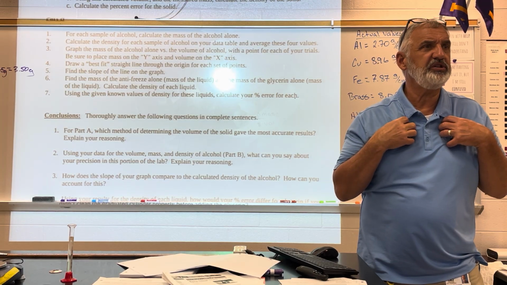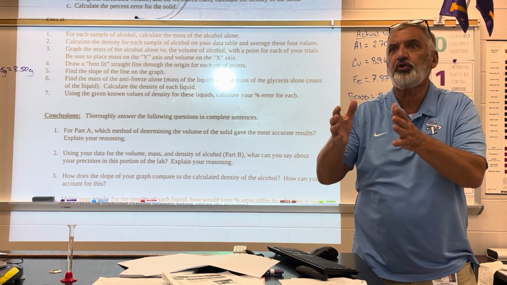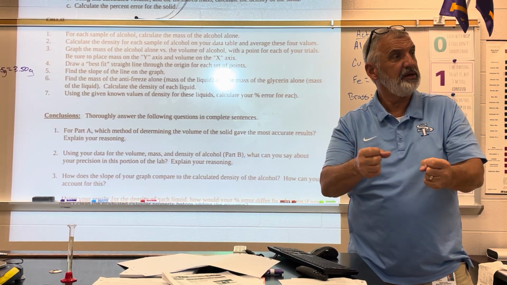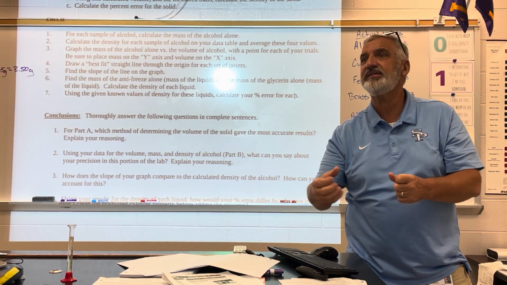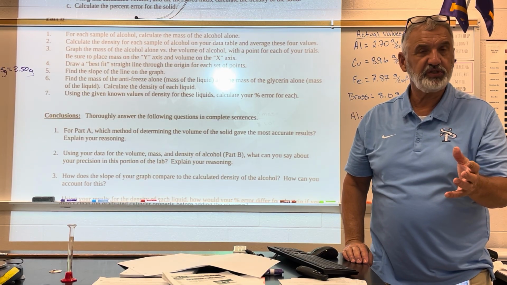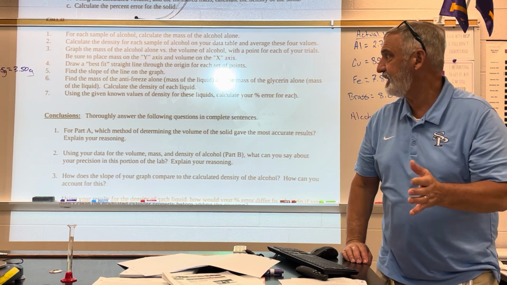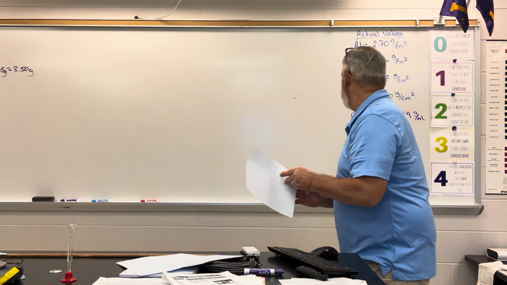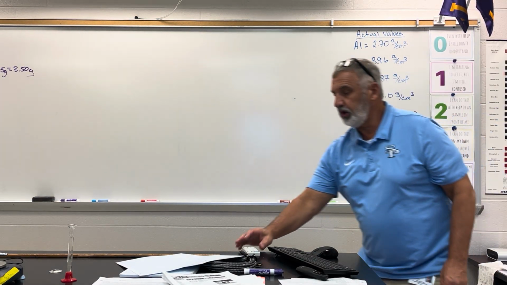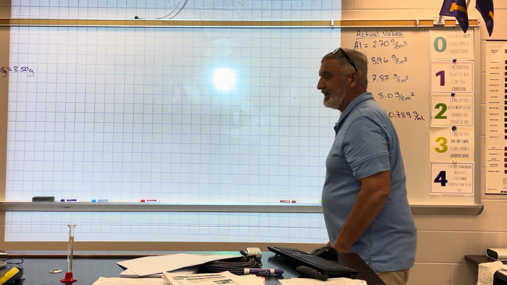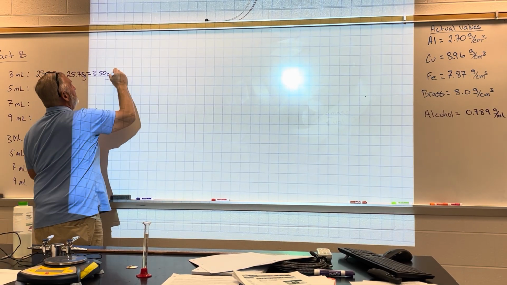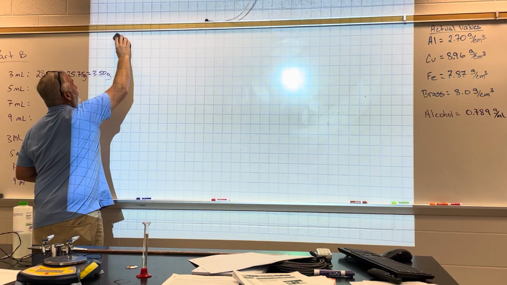So based upon what I told you in the directions, what did we control? The volume, 3, 5, 7, and 9. And then we measured the mass of the 3, measured the mass of the 5, right? So which one is the independent? The volume. So which axis does it go on? The X. So we're going to have here, and I want you to use as much of the paper as possible, as much of the graph as possible. So don't just put it up here in this corner like this, okay? We're going to go big.